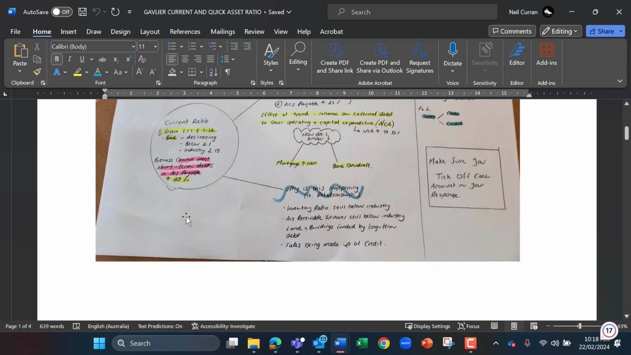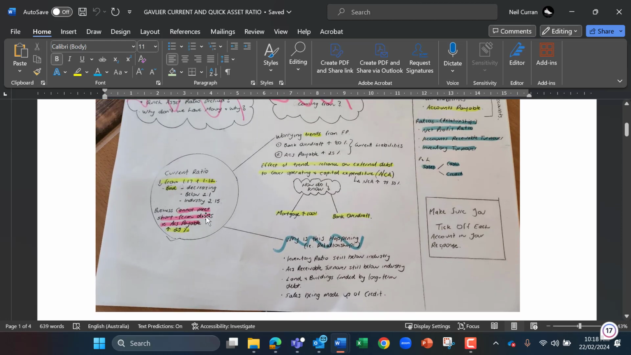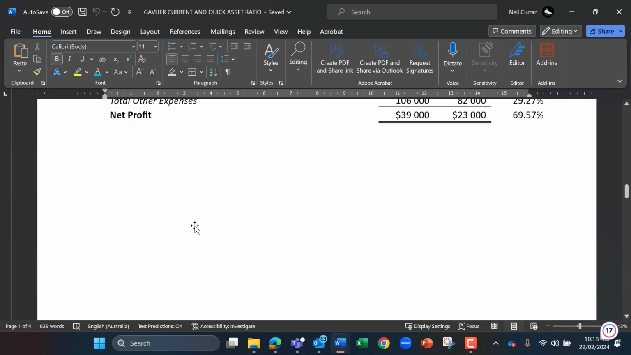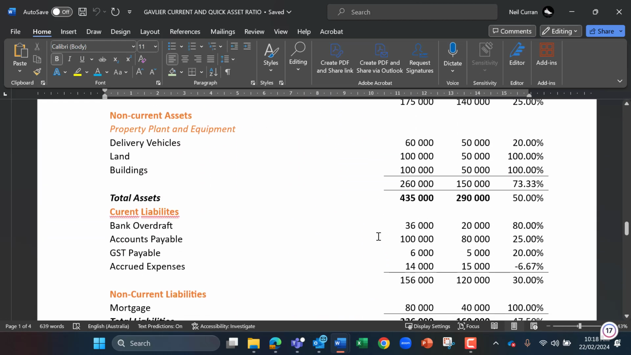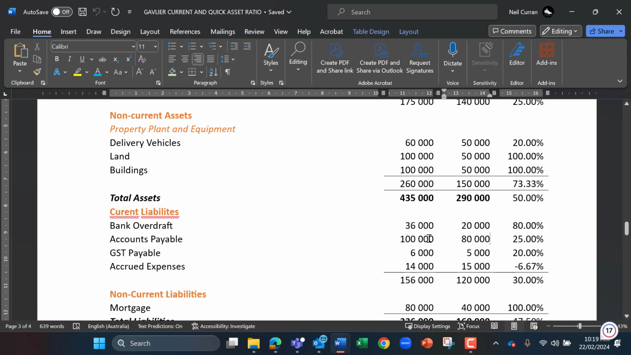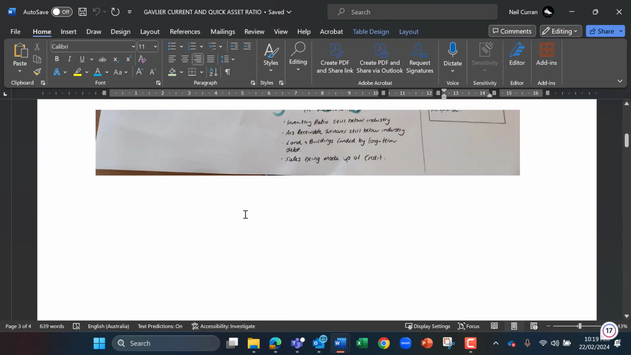The effect of the issue is that the business cannot meet its short-term debts, and we can see that because accounts payable has gone up by 25%. So you need to write down in your question an explanation of the issue and also identification of the trends and effects of that. If we go to our statement of financial position, we can see that our accounts payable have gone from 80,000 to 100,000, or 25%. You may get these percentages in the exam. If they don't have them, just talk about how much the actual account has gone up. That is a very worrying sign for this business.